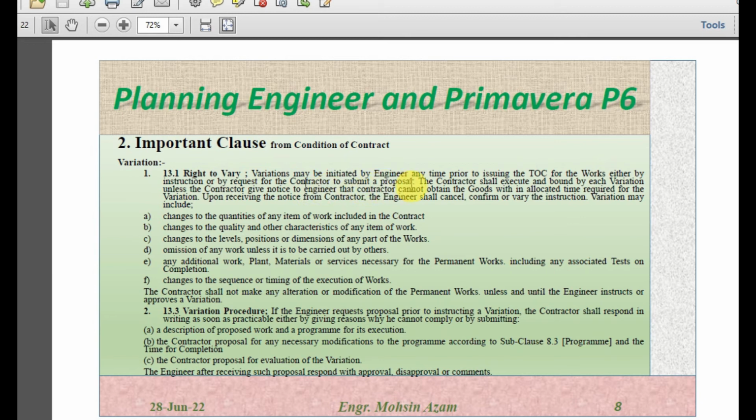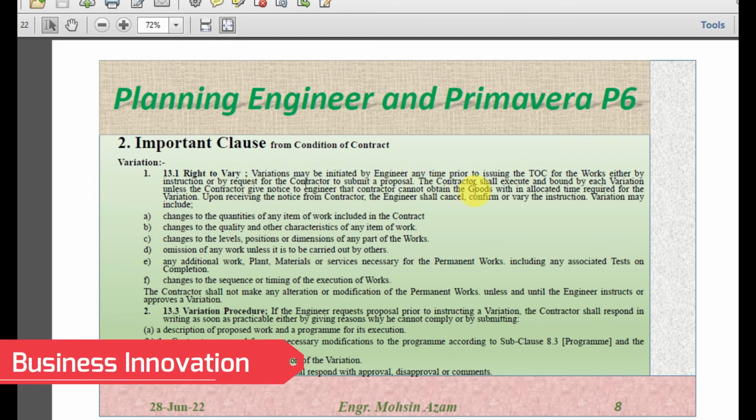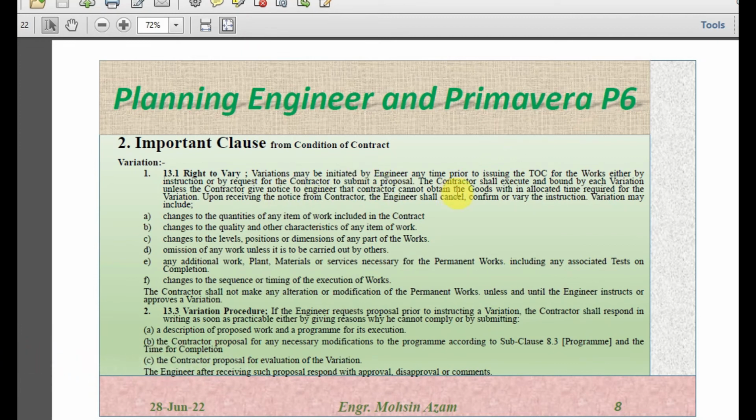So at any time before the taking over certificate, if the engineer instructs or requests the contractor to submit a proposal for any additional work, the contractor shall execute and be bound by the variation unless the contractor gives notice to the engineer that the contractor cannot obtain the goods within the time required for the variation. So he will be bound to do the variation if he received the instruction before the TOC, unless the goods are not available in the specific time.